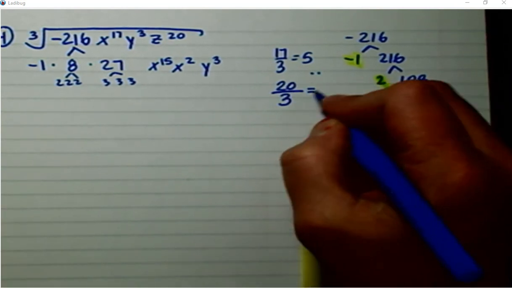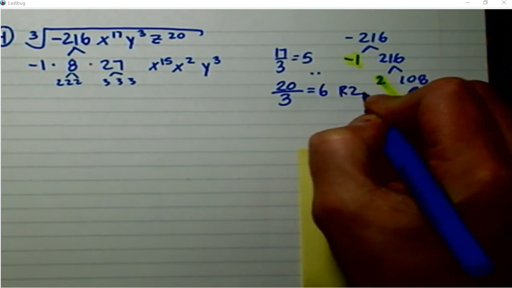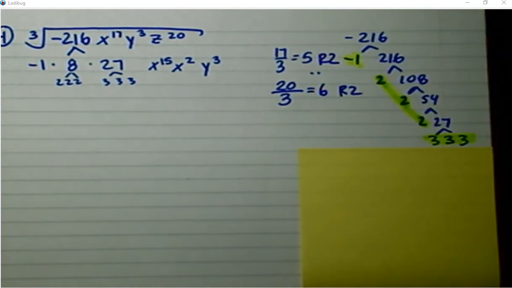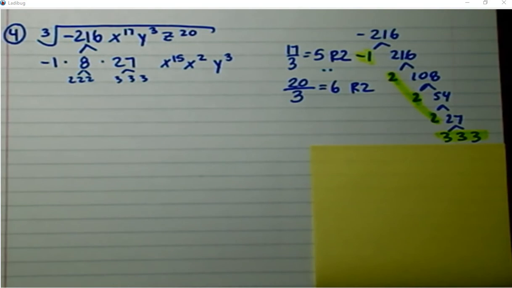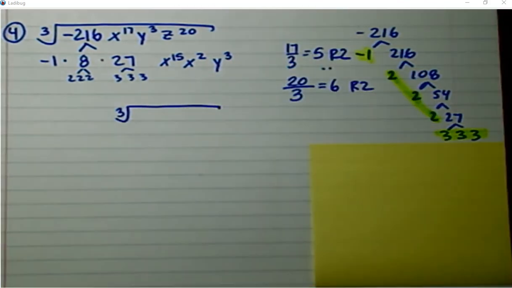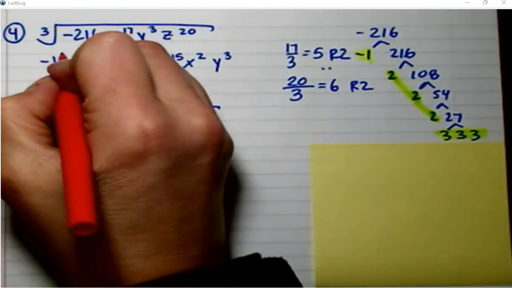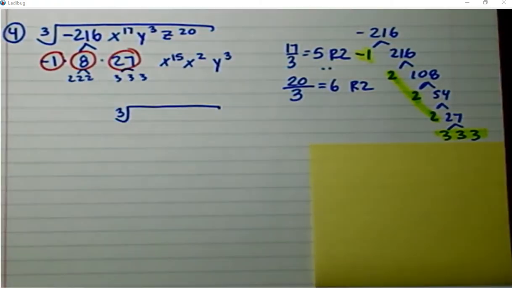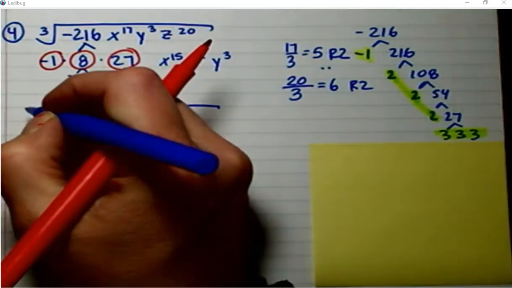Okay, so 20 divided by 3 is 6 with a remainder of 2. All right, so how are you going to write your answer? All right, so we have cube root. Okay, somebody tell me the number, just the number that goes on the outside of the radical. Sure. 6. 6. -6, fantastic. So right here, the -1, the 2, and the 3. Only one per group comes out.